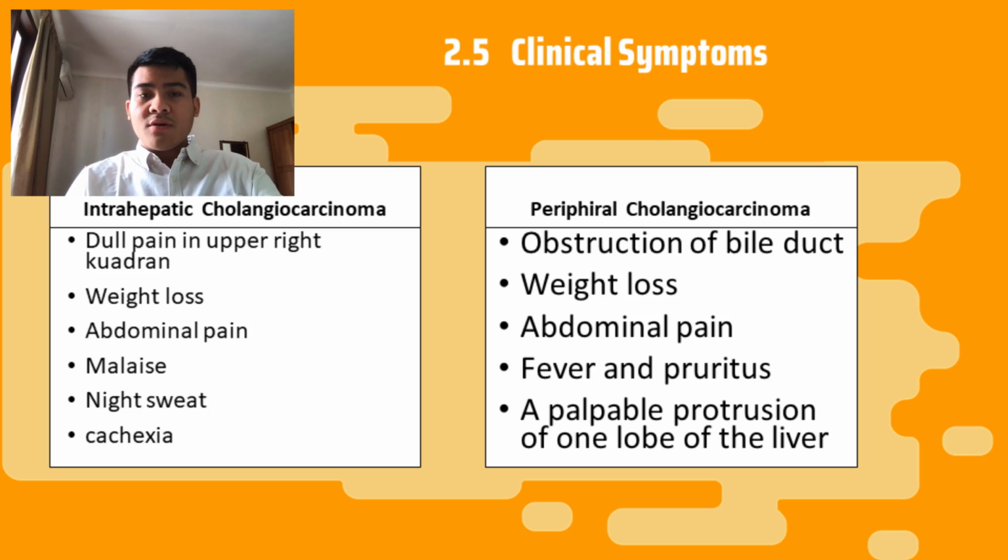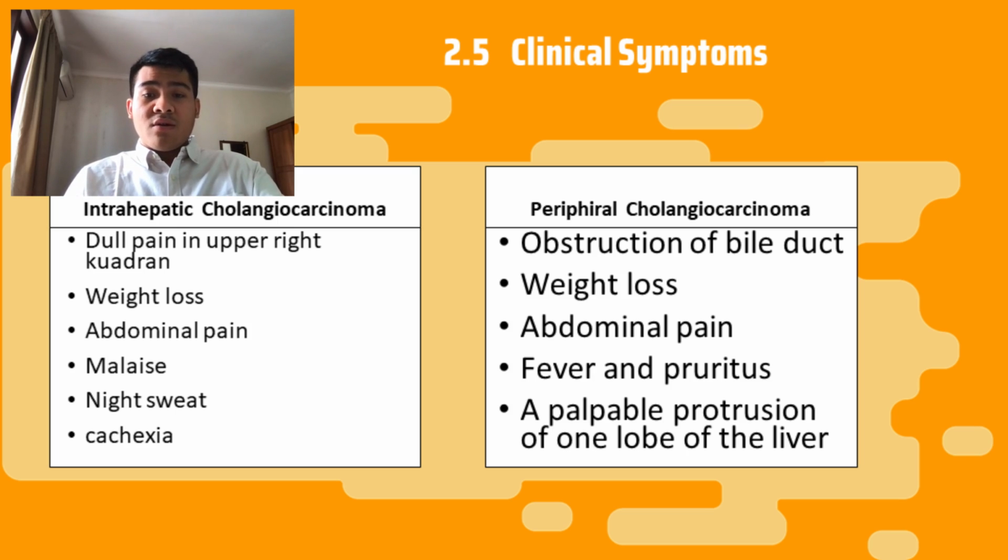Now I will explain about the clinical symptoms of cholangiocarcinoma. The clinical symptoms of cholangiocarcinoma are non-specific. To diagnose it requires several combined interpretations. In patients with intrahepatic cholangiocarcinoma, it usually becomes symptomatic at an advanced stage of disease with non-specific symptoms such as dull pain in the right upper quadrant, weight loss, abdominal pain, malaise, night sweats, and cachexia.